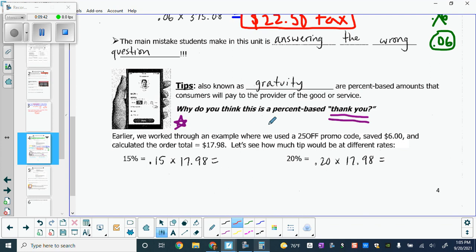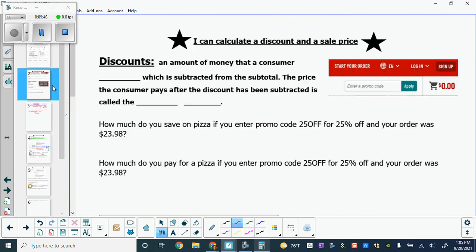Now, earlier we worked through an example. This would have been in your previous video. And you might remember here with discounts that we talked about the pizza example. My first question was, how much did you save on the pizza? And the next question was, how much did you pay for the pizza? But when we did this math, and subtracted the $6, we found that it was $17.98 for the pizza. So that's kind of where we're picking up now in the video.